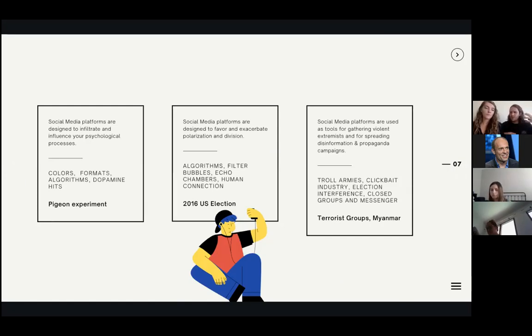If you look at the comment section underneath a controversial Facebook post, I think we can all relate to seeing that people probably wouldn't talk to each other that way if they were in person. And so that's another way that social media, just by its design, doesn't really favor constructive conversation, but favors polarization and division.